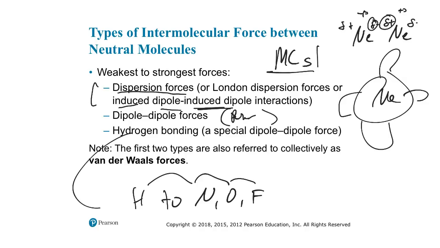The first two we sometimes call van der Waals forces. This connects back to chapter 10. When we're looking at the van der Waals equation, the values that have the largest a value are the ones that have the largest intermolecular forces. And the largest a values come from having the greatest dispersion or dipole-dipole forces. So van der Waals forces are sometimes referred to as the dispersion forces and dipole-dipole forces.